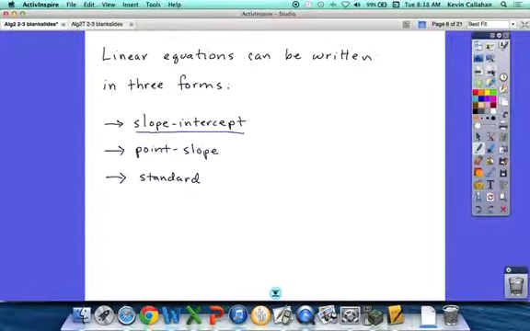By far, the most useful is the one we do today, slope-intercept. And the reason why, because it's already solved for y. It's in the function form already. So that is by far the most important of the three.